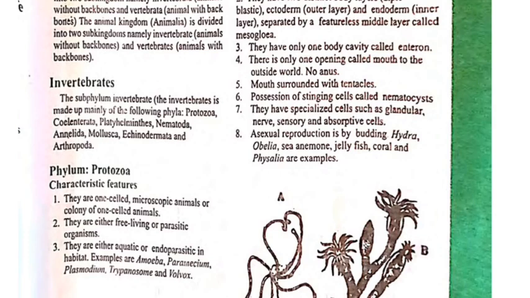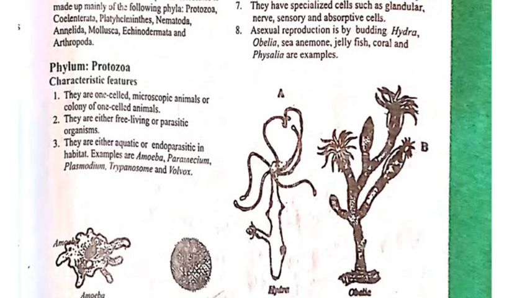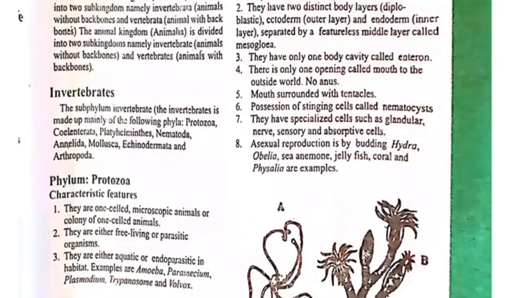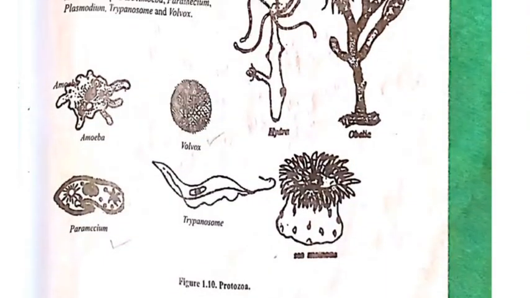Alright, for number 1, we have Protozoa. They are one-celled microscopic animals or colonies of one-celled animals. They are either free-living or parasitic organisms. For the free-living, we have examples. We have Paramecium, we have Amoeba. For the parasitic, we have the most common one being Plasmodium, which is transmitted by the mosquito. That's the Anopheles mosquito, female Anopheles mosquito. Now they are either aquatic or endoparasitic in habitat. Some of them are aquatic in their youth stage, then in the adult stage, they are endoparasitic. So we have examples here. We have Amoeba, Paramecium, Volvox, and Trypanosome.